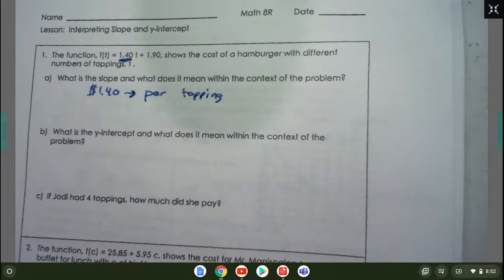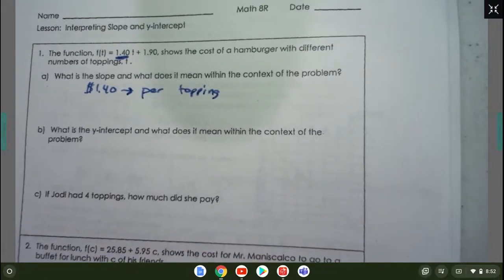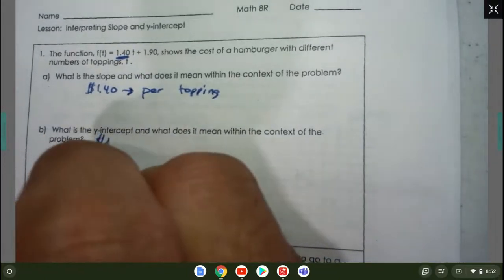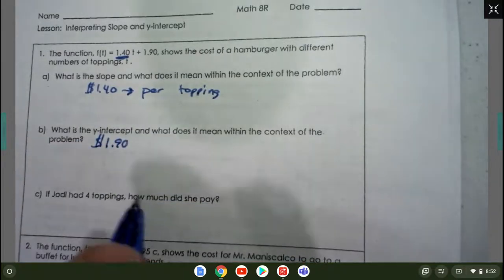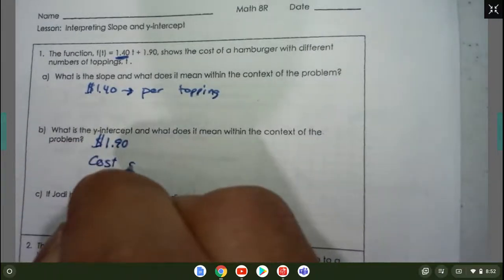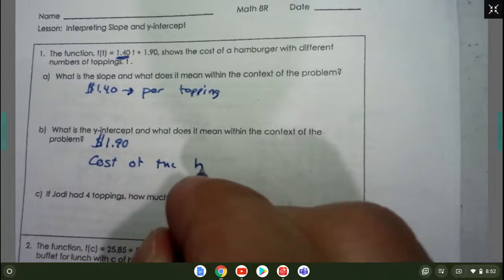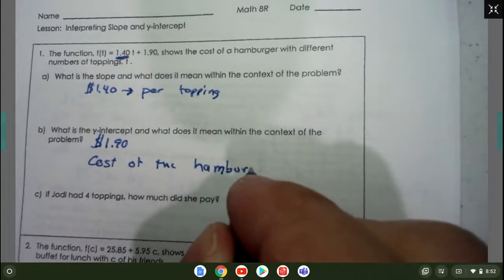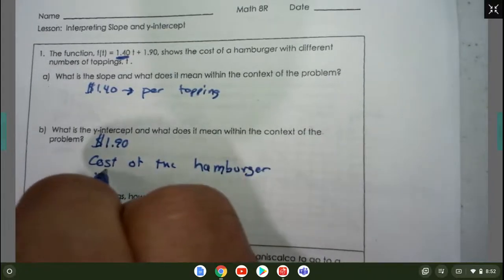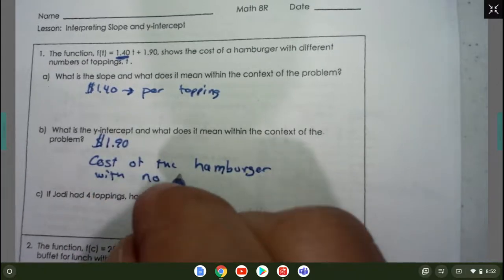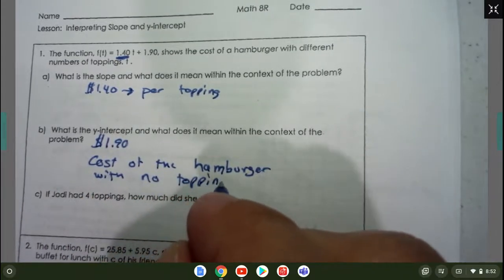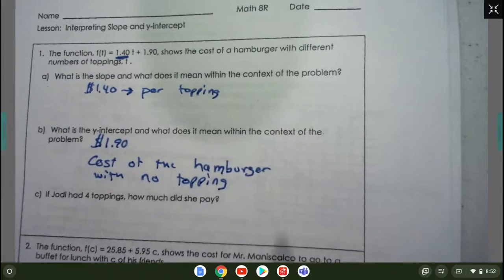What is the y-intercept? What does it mean within the context of the problem? So that's $1.90, and that is the cost of the hamburger with how many toppings? No toppings, right? That's our starting cost. All right, so that's with no toppings.